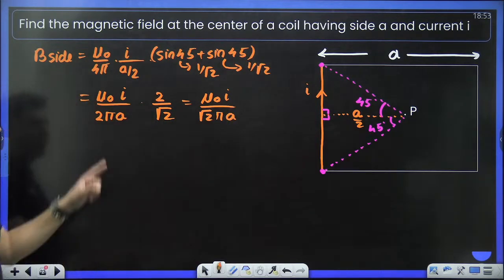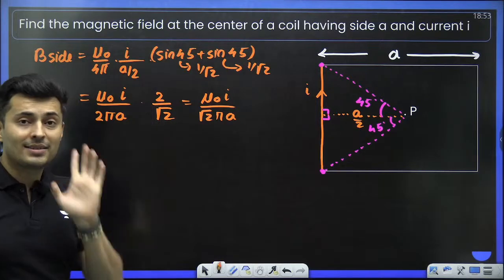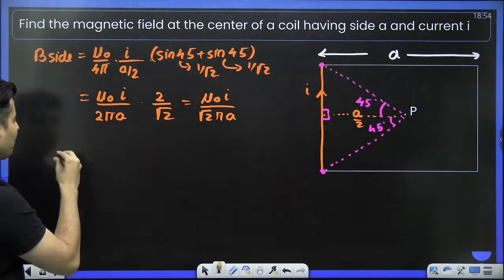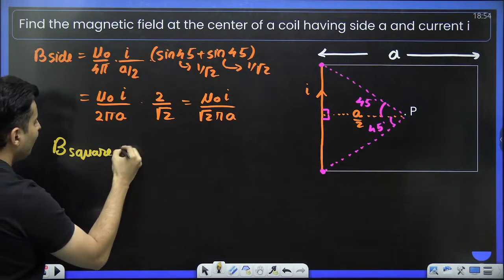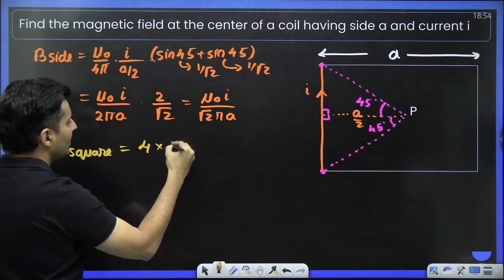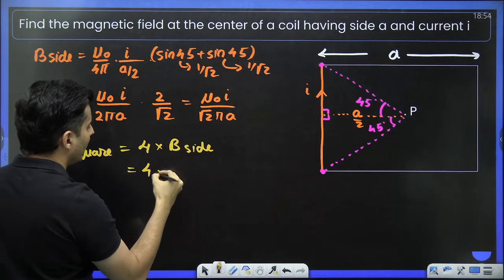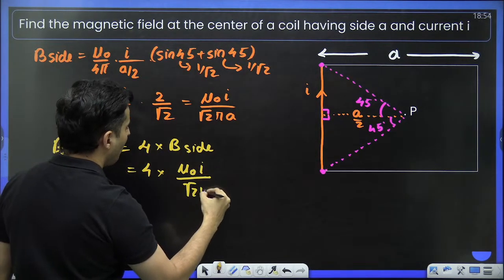Root 2 pi A. That is the field due to one side. But that is not the final answer. Don't be happy over this point. The total magnetic field due to the square will be 4 times the magnetic field due to any one of the sides. So it will be 4 times mu naught I by root 2 pi A.